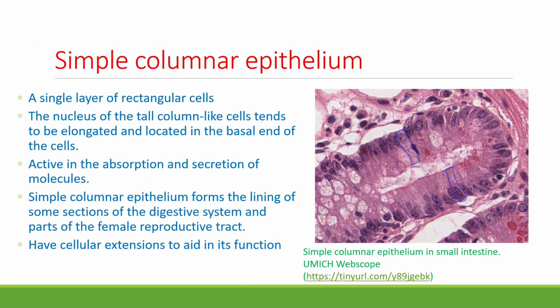Simple columnar epithelium is a single layer of rectangular cells. The nucleus of the tall column-like cells tends to be elongated and located near the basal end of the cells. This type of tissue is active in absorption and secretion of molecules. Simple columnar epithelium forms the linings of some sections of our digestive tract, as well as part of our female reproductive tract. It can have cellular extensions to aid in its functions.